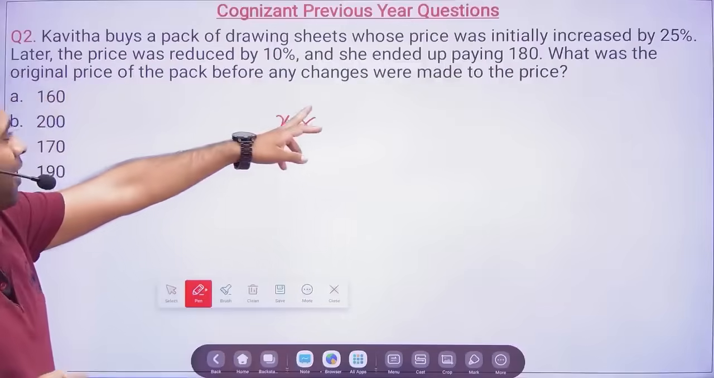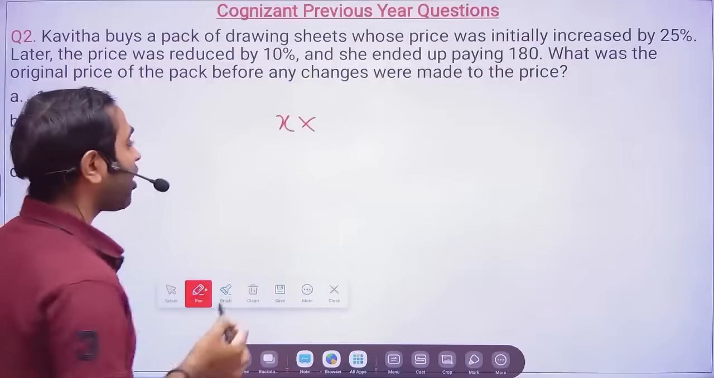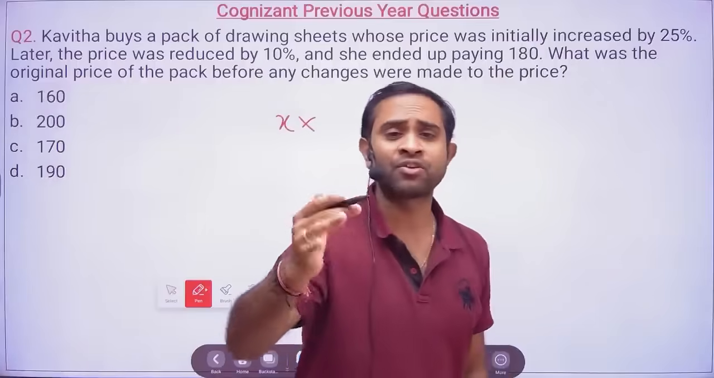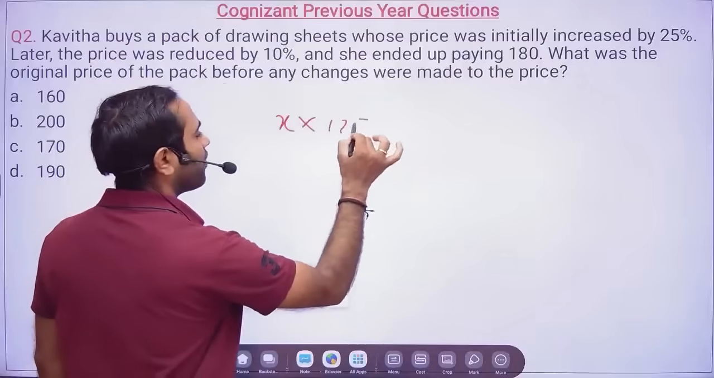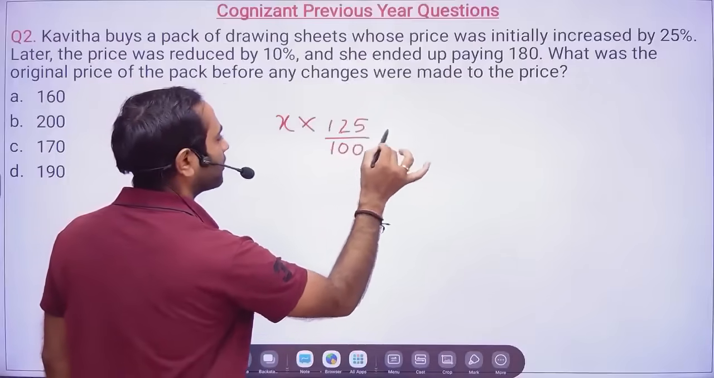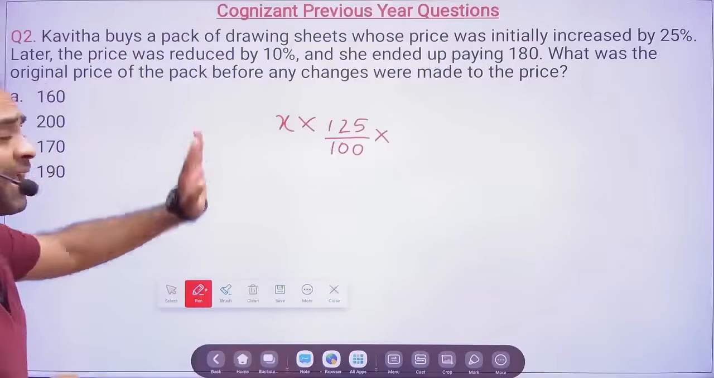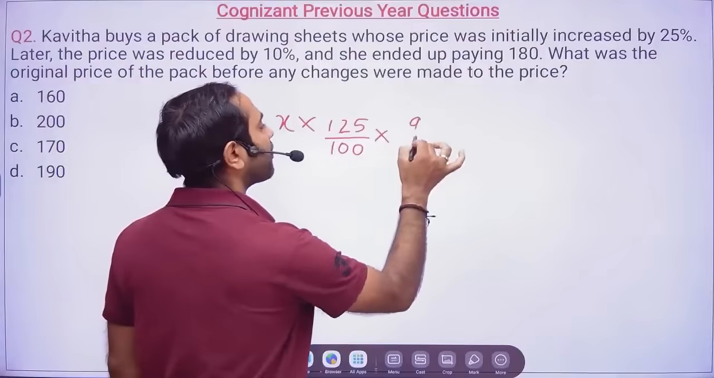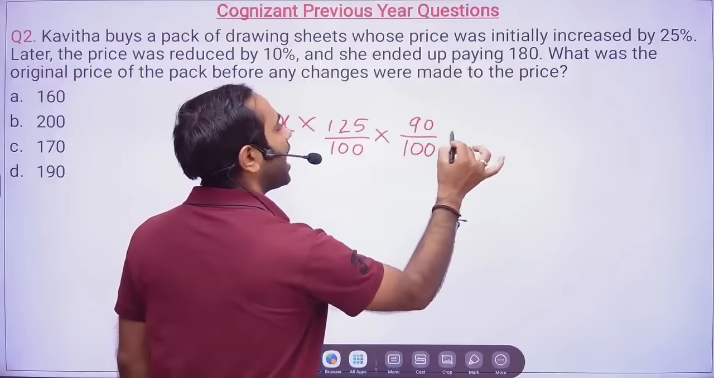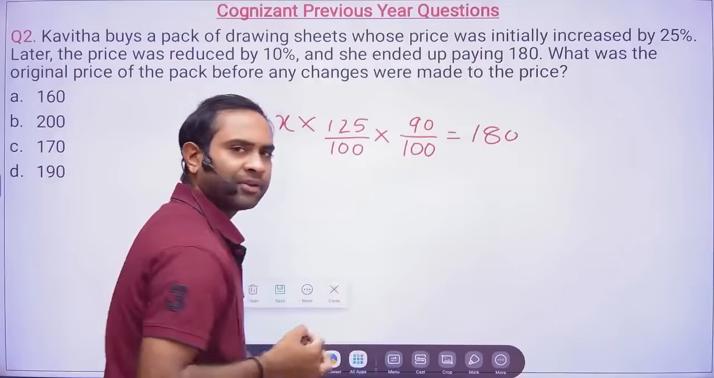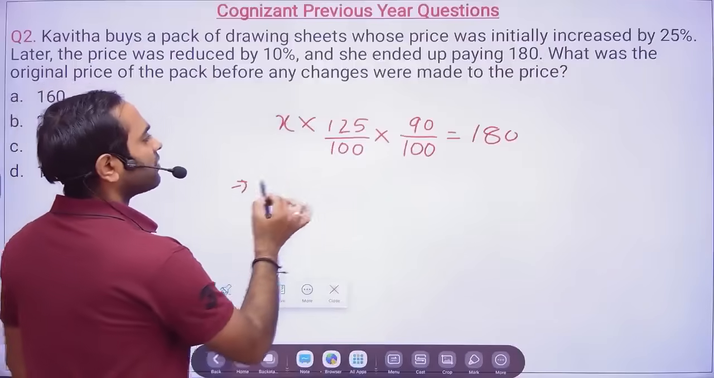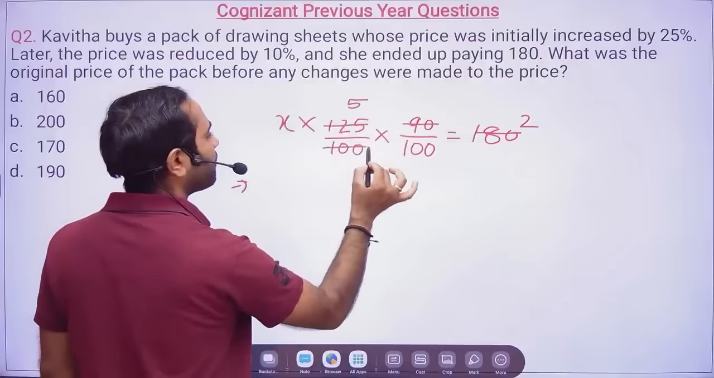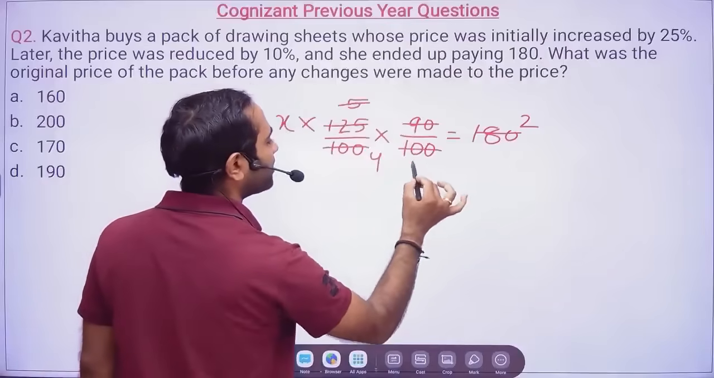Now, the price was initially increased by how much? 25%. For any increment in the price, add it to 100 and divide by 100. So 125 by 100. Then the price was reduced by 10%. If there is any reduction, subtract it from 100 and then divide by 100. And then how much did she pay? Sir, she paid 180 rupees. That's all done. Sir, 90 into 2 will be 180. Very good. 25 5s are 25, 4s are, and 5, sir, this is 20 times.